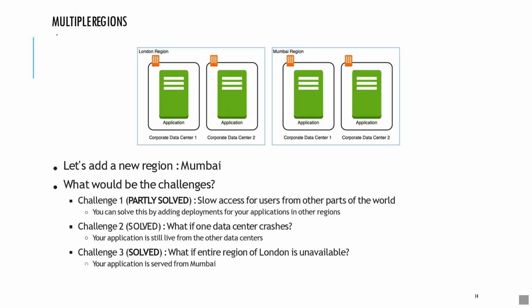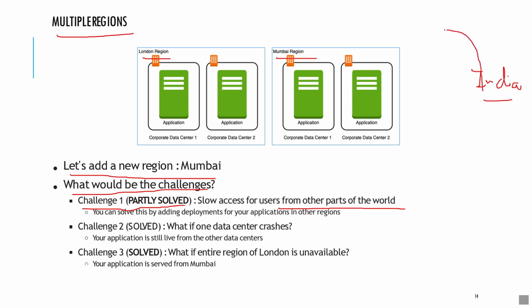Next, multiple regions. Let's add a new region, that is in Mumbai. Now we have two regions, the London region and the Mumbai region. What would be the challenges we may face? Challenge one is partially solved: slow access for users from other parts of the world. As we said, if we are in India, we can now access the application a little bit faster because the application is in the Mumbai region.